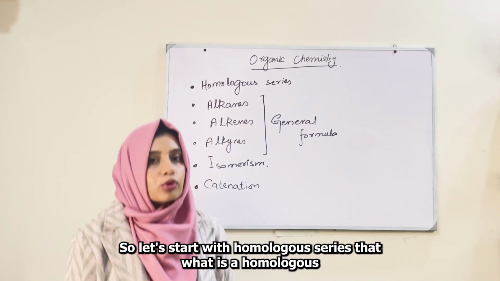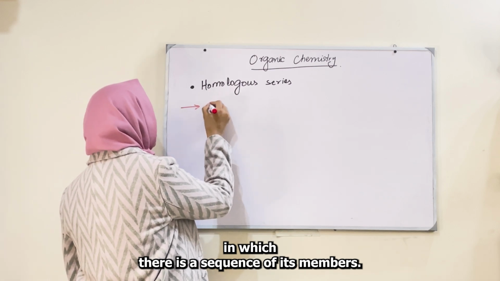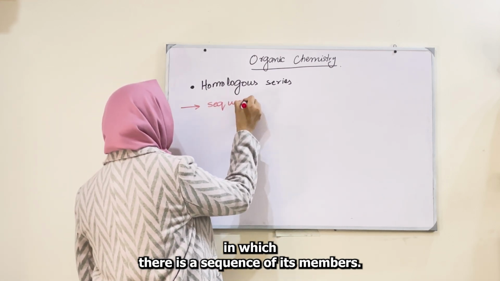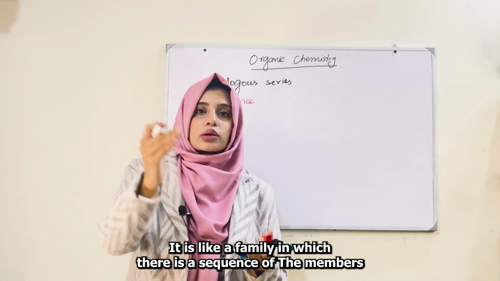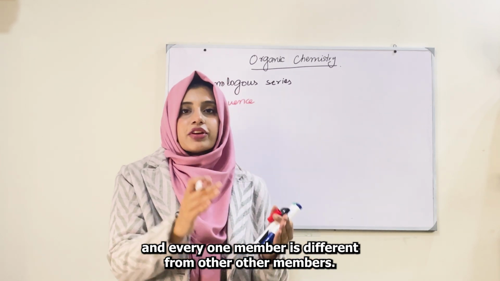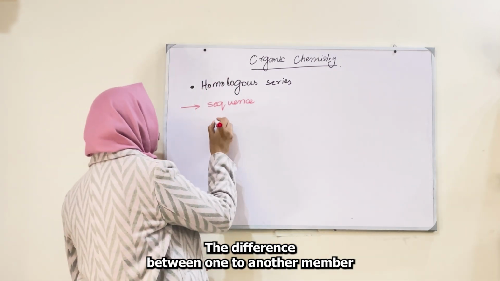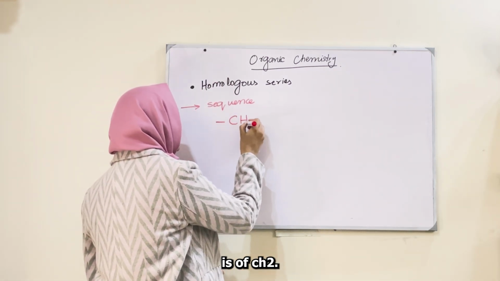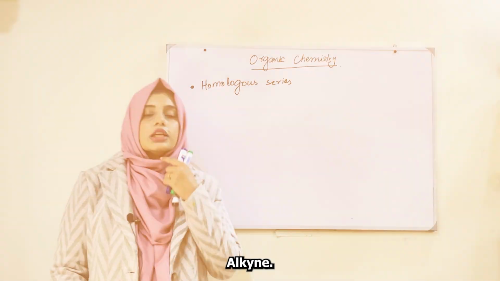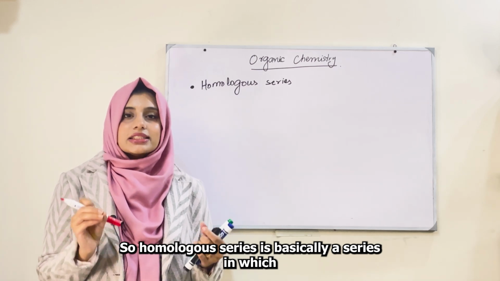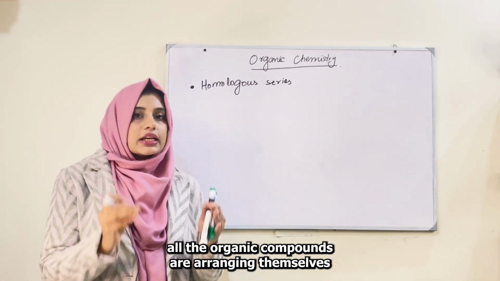What is a homologous series? A homologous series is basically a series in which there is a sequence of its members. It is like a family in which there is a sequence of the members and every one member is different from another member. The difference between one member and the next is CH2 in the case of alkane, alkene and alkyne. So a homologous series is basically a series in which all the organic compounds are arranging themselves.